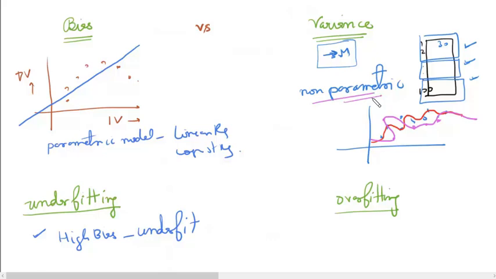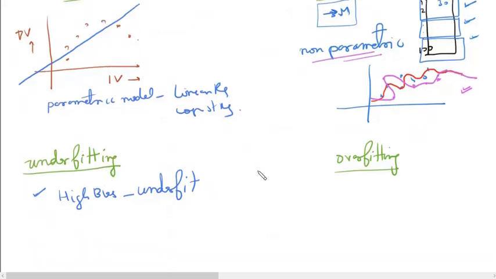Now, high variance is closely related with the concept of overfitting. As we can see here, these models are very flexible in nature, and hence they usually overfit the data. If you provide training data to a high variance model, it will try to change its shape and become very complex, and that will usually overfit the data that you have. So high variance is usually associated with overfitting.